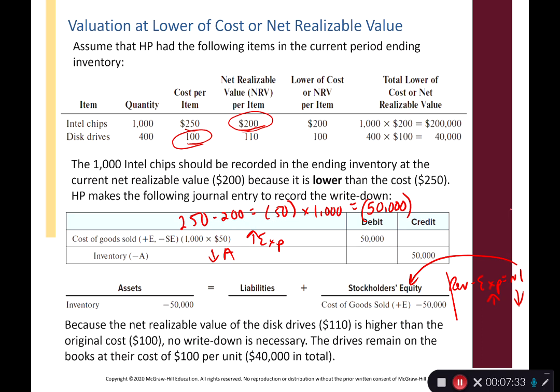Expenses go up, which makes net income and equity go down, and then our assets go down, balancing out the accounting equation. Again, because the disk drive's cost is already the lowest number, we don't have an issue and we don't need to make any adjustment for the disk drives. It's only the Intel chips, because their net realizable value is lower than the cost, that we need to make a lower of cost or market adjustment.